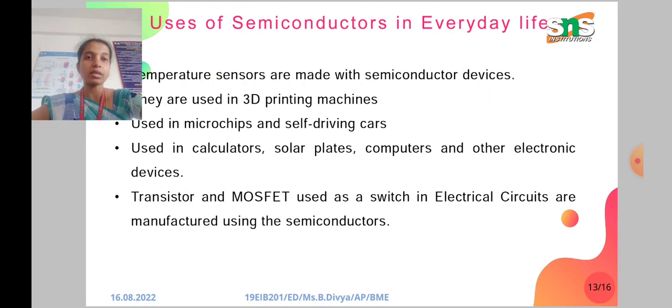Uses of semiconductors: temperature sensors are made with semiconductor devices. They are also used in 3D printing machines, microchips, self-driving cars, calculators, solar plates, computers and other electronic devices. Transistors and MOSFETs, used as switches in electrical circuits, are manufactured using semiconductors.